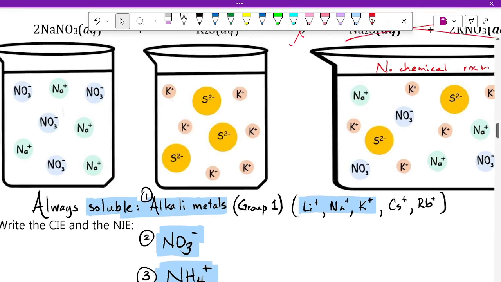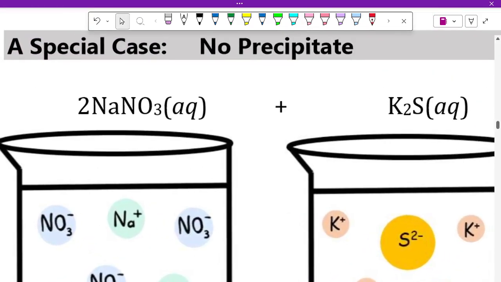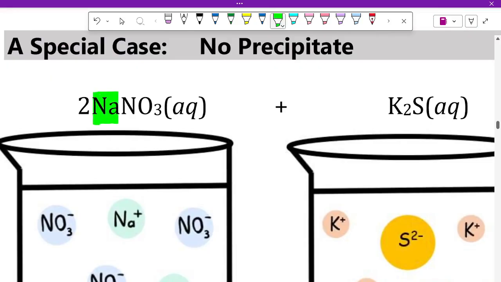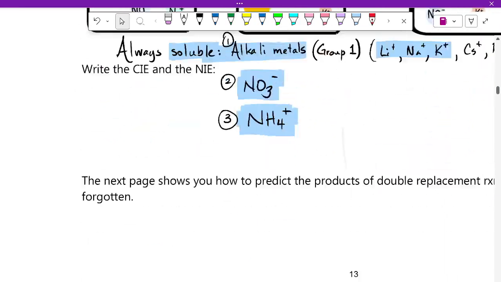Why is this helpful? Because it allows you to look at this thing and say, I have an alkali and a nitrate. Am I going to have any product? Am I going to have any precipitate? No, because I've really only got sulfide that would react with something, but there's nothing there for it to react with. Yes?